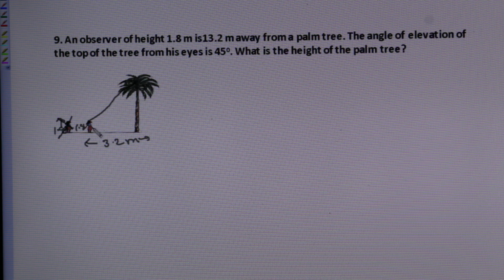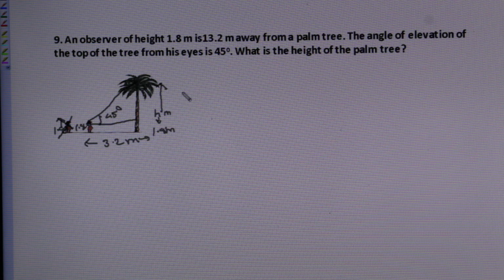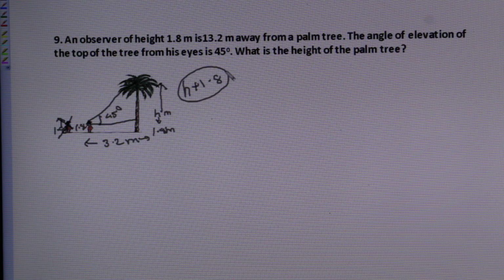the top of the tree, making an angle of 45 degrees, means you have to measure the angle from the normal view. Therefore, you have to draw a line like this. This is 45 degrees. This is the height of the palm tree up to eye level. This is 1.8 meters. To find the height of the palm tree, you have to add h plus 1.8. This is the height of the palm tree.